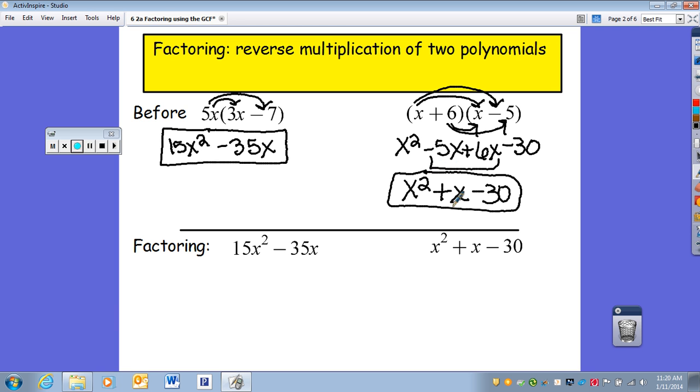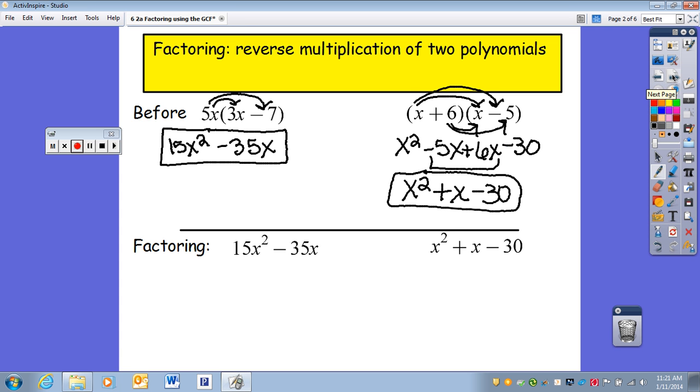Our purpose in this lesson is to take these polynomials, these products, and find out what did I multiply together in the first place. These are called the factors. Factoring is basically reverse multiplication of the two polynomials. So when we are factoring, we want to figure out what we multiplied together that would give us our numbers to begin with. So that's our purpose for today.